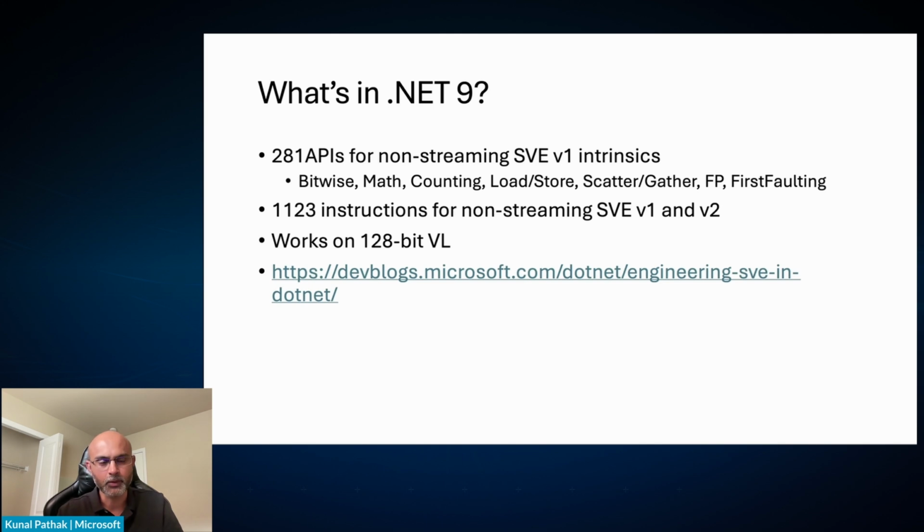We added around 281 new APIs to expose the non-streaming SVE intrinsic support, and the APIs range from bitwise, math calculation, counting, load store, and things like that. We added more than 1100 new instruction encodings for the non-streaming SVE version 1 and version 2. Right now, since this is in early stages, we have it enabled just for vector length 128 bits, but in future releases we want to make it vector length agnostic, the way SVE basically is.